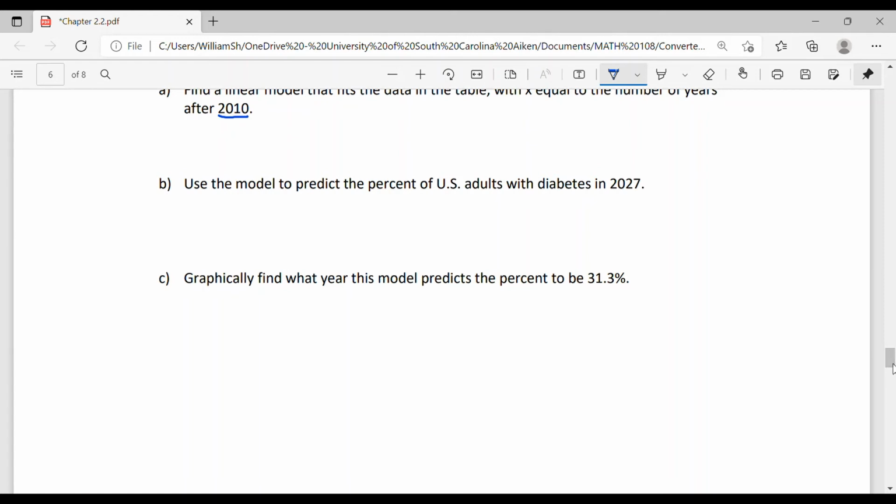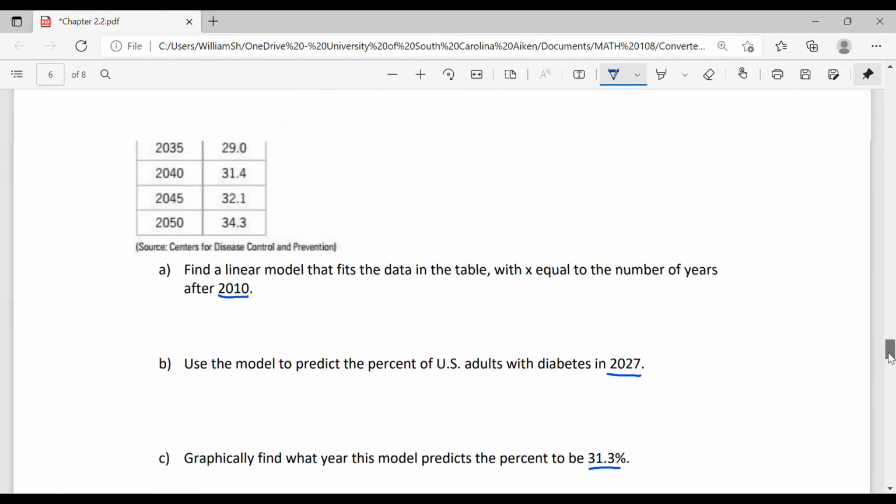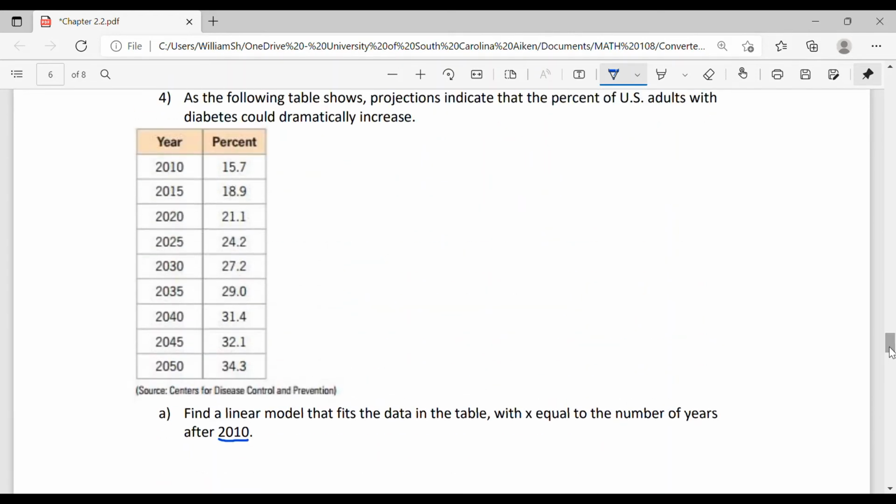Okay. So before we jump over, there's a couple things we need to do. We need to align our data so that X is equal to the number of years after 2010, which means year 2010 will be 0, this will be 5, 10, 15, 20, 25, 30, 35, and 40.